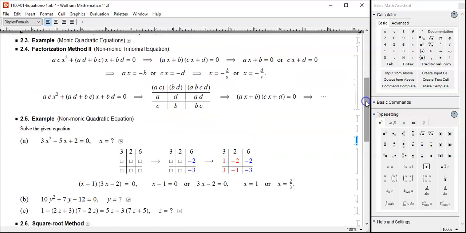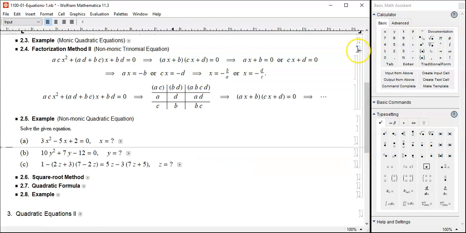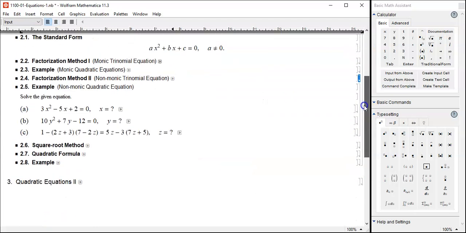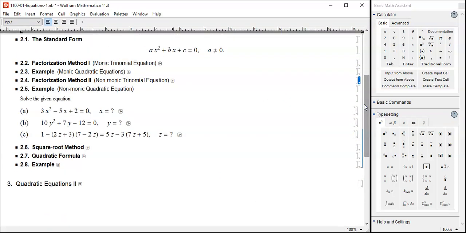So this method is called the tic-tac-toe method. And I usually do it this way, but if you prefer to use some other method, perfectly fine with me. In case you want to go a little bit more into this method, here's another problem.